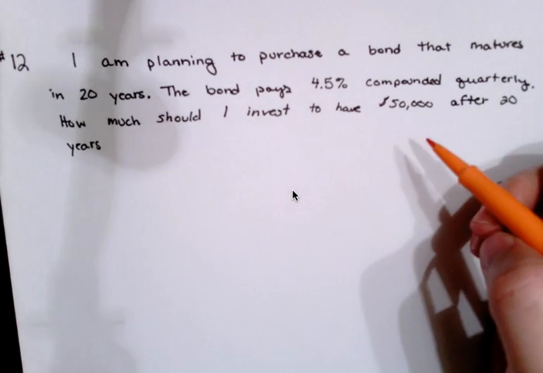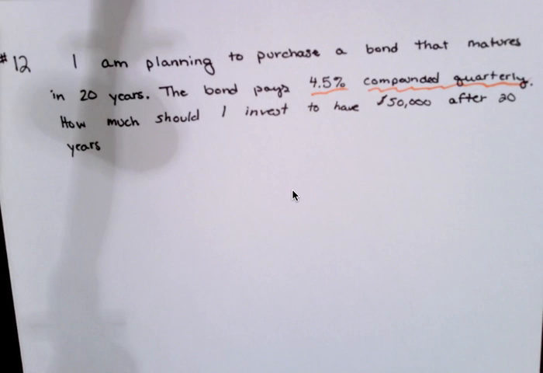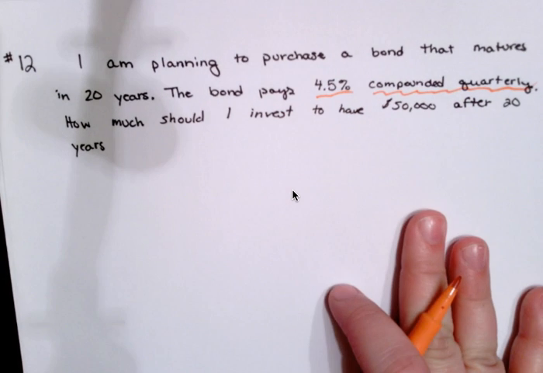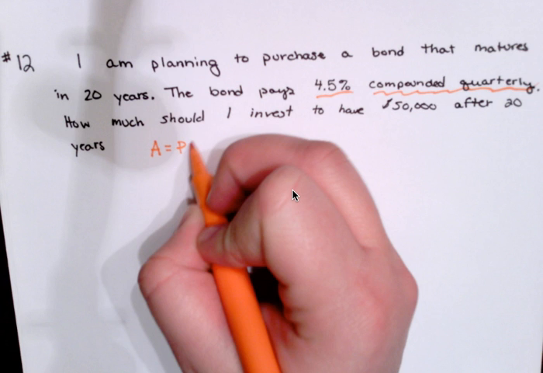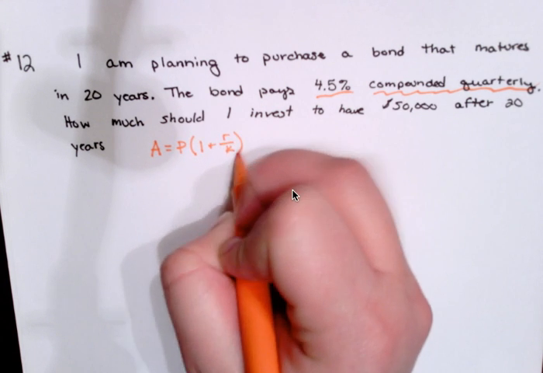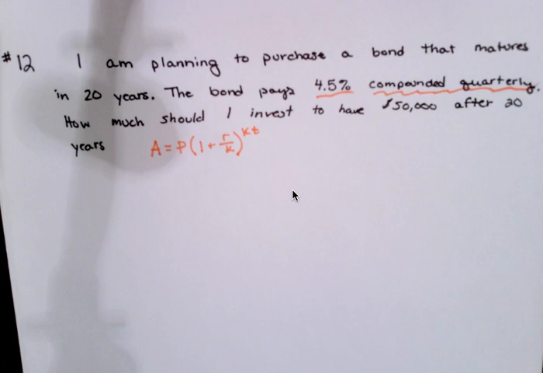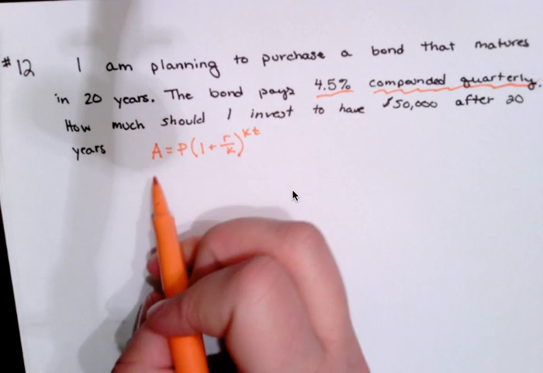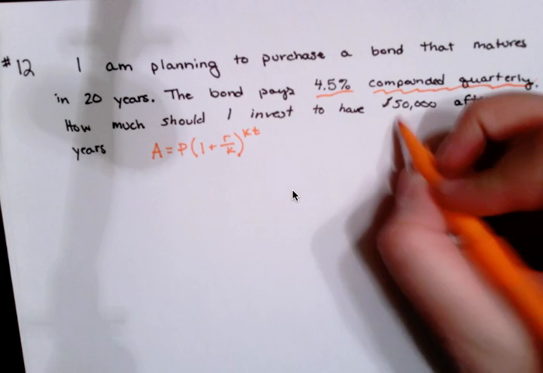Well, the main things here, it says it's compounded quarterly and we have this 4.5% interest. So we know we're going to want to use our compounded so many times per year formula, which is A equals P times the quantity 1 plus R over K to the power K times T. All right, so remember A represents the amount you will have after everything's said and done. Okay, so that's our 50,000.